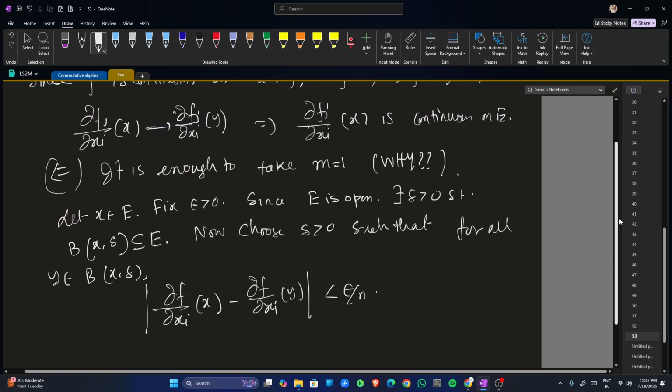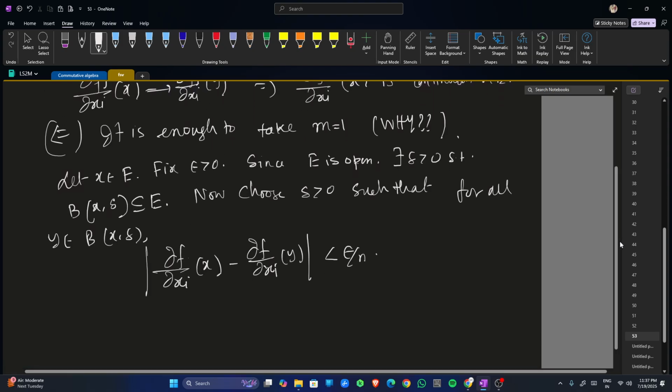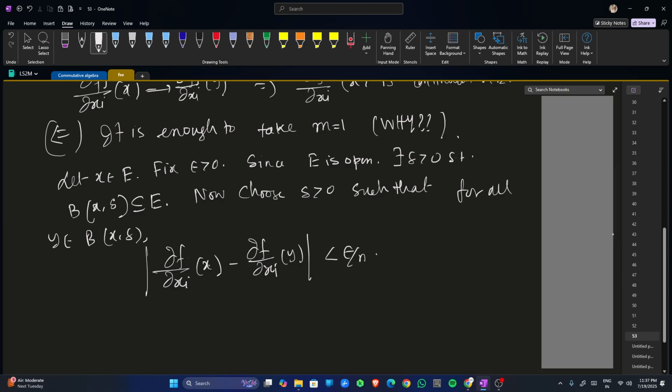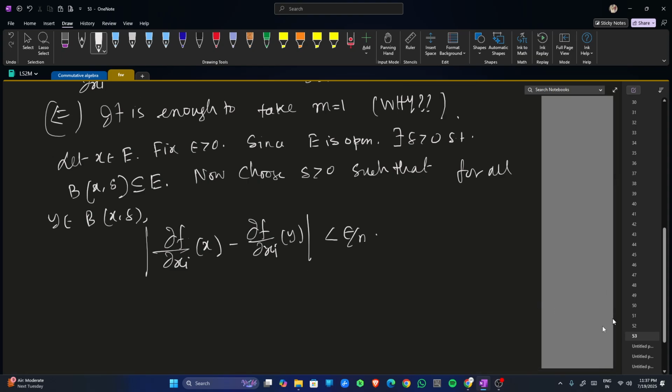So what we know is that all the partial derivatives are continuous. So for this epsilon greater than 0, there exists a delta_i greater than 0 such that the norm of del f del x_i difference is less than epsilon by n. Now take the minimum of all the delta_i's and call it delta. Then for that delta you have this inequality. This comes from the continuity of partial derivatives.